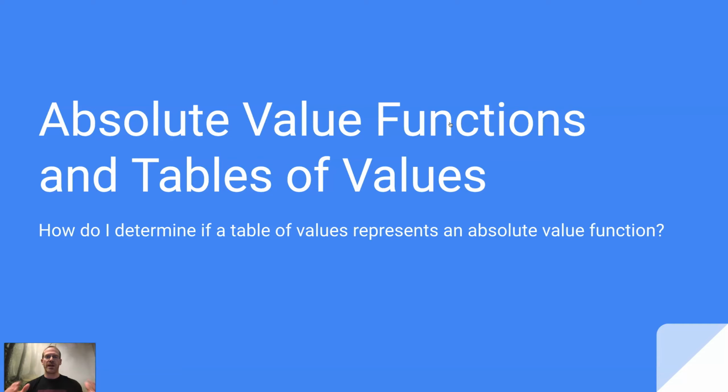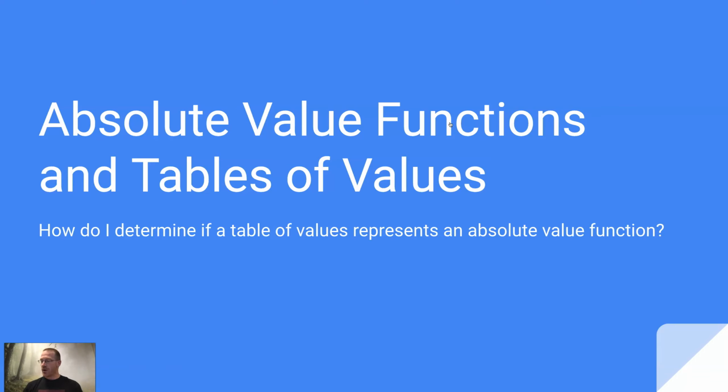All right, so we're going to keep moving our conversation on with discussions about tables of values, and we're going to look at another function today. So we're going to add our second function, which is absolute value functions. And you're going to see that there's some commonalities with linear function, but there's going to be a couple of small things that are going to be important things that are going to separate it from being linear.